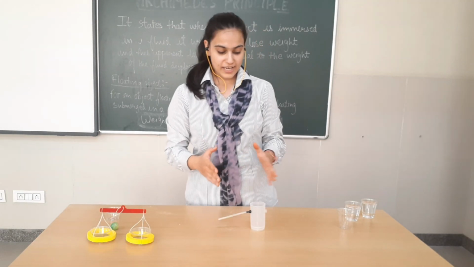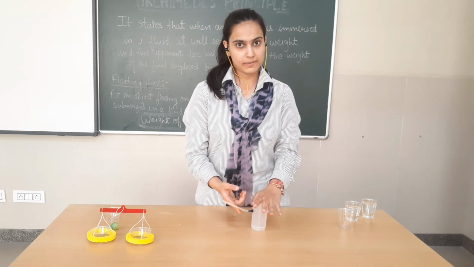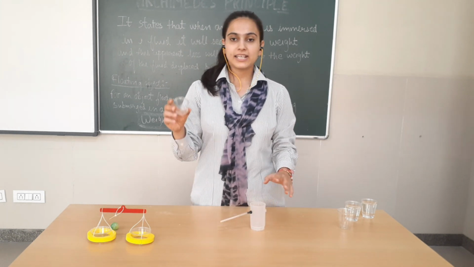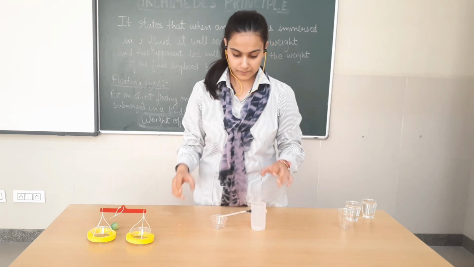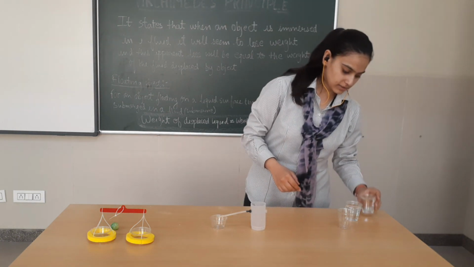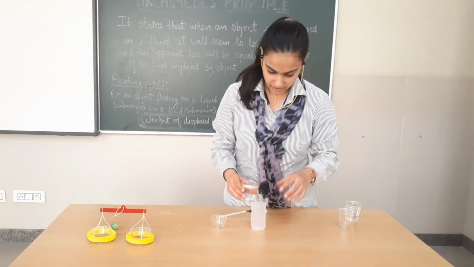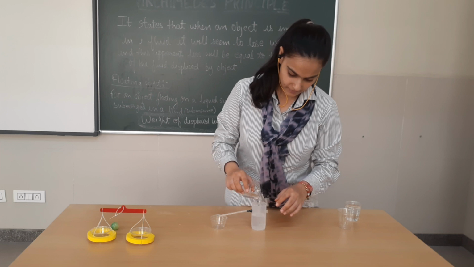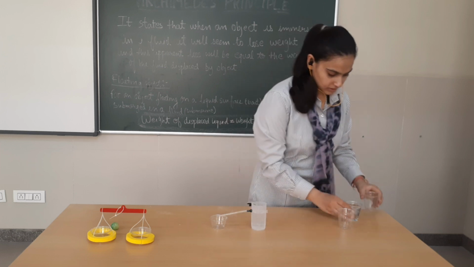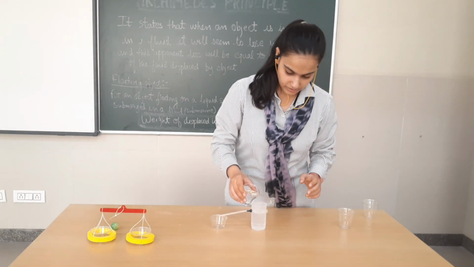For this activity, I have taken a jar to which a short pipe is attached. Now, I'll take an empty cup and will place it at the free end of the short pipe. Now, I'll take some water and fill it in the jar. I'll put the water up to the brim of the jar.